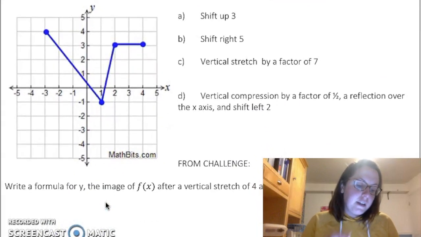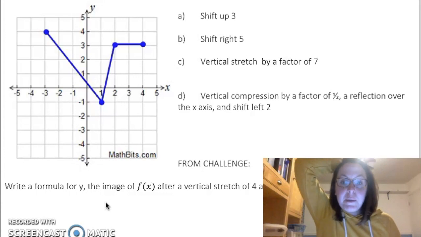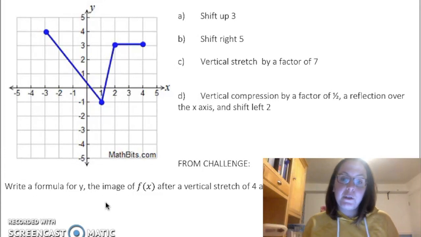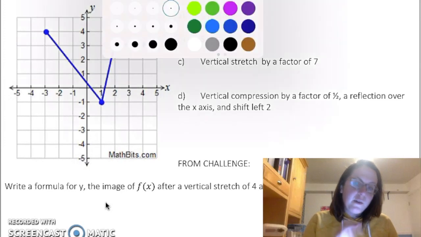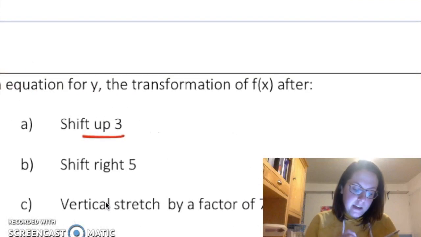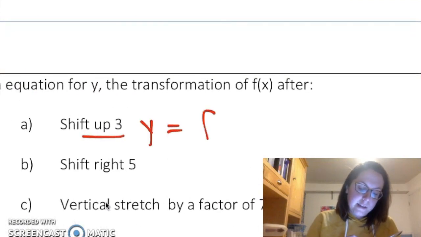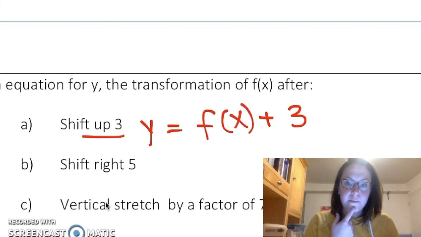So let the function below be a graph of f. Write an equation for y, the transformation of f of x, after four different transformations. This is my challenge to you: pause the video, see if you can do this on your own, and hit play when you're ready. So let's take a look at this one. My original is f of x, and if this is going to shift up 3, that's vertical, so it should be outside. So y equals f of x, nothing's happening inside, plus 3, because it's going 3 up, and vertical is direct.